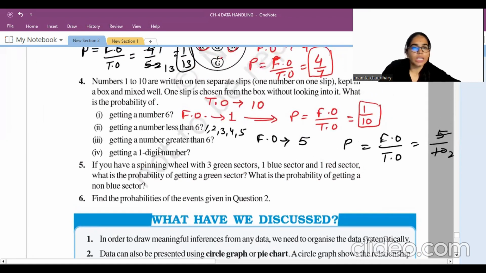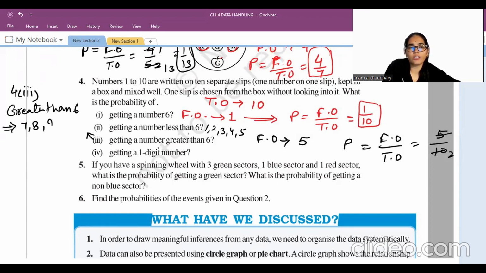Now, third bit. Getting a number greater than 6. Fourth question, third bit. How many numbers are greater than 6? Greater than 6 are 7, 8, 9, and 10. So how many favorable outcomes? 1, 2, 3, 4. 4 outcomes.